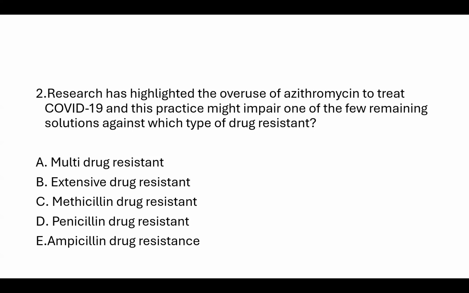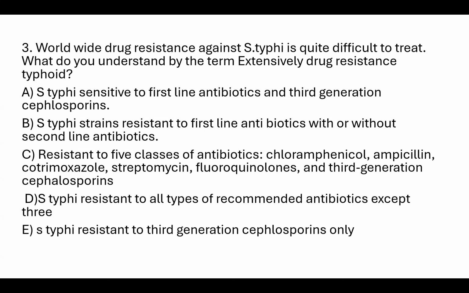Research has highlighted the overuse of azithromycin to treat COVID-19, and this practice might impair one of the few remaining solutions against which type of drug resistance: multi-drug resistance, extensive drug resistance, methicillin drug resistance, penicillin drug resistance, or ampicillin drug resistance? Type of typhoid. D. Yes, it is extensively drug resistant typhoid. Worldwide drug resistance against Salmonella typhi is quite difficult to treat.